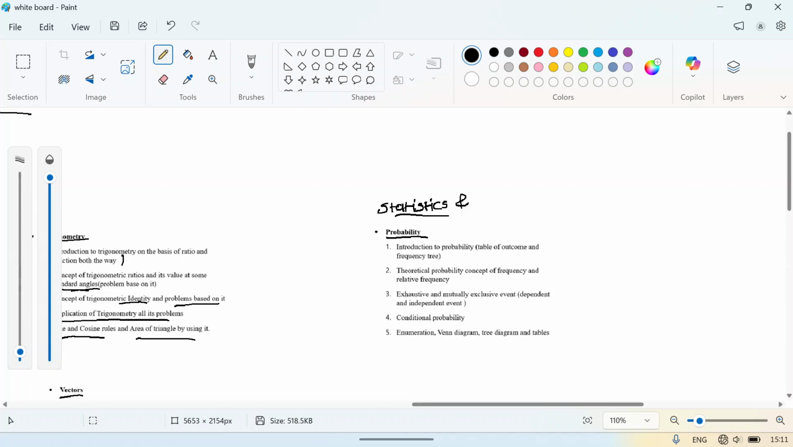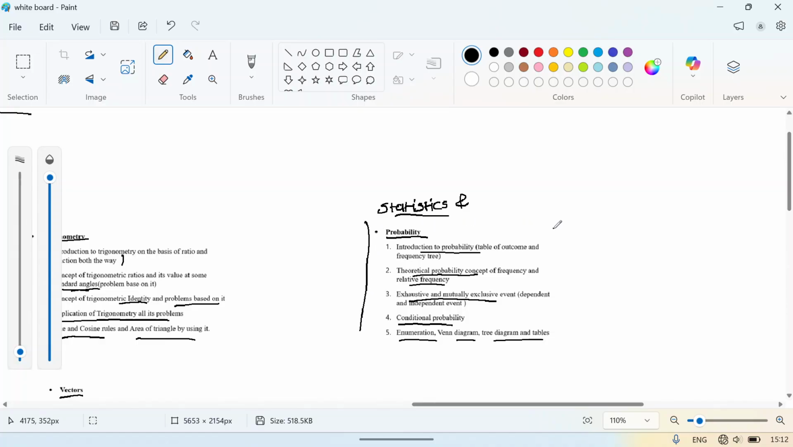And also we learn some basic concepts of probability, introduction to probability, what it basically means, then theoretical probability, concept of frequency and relative frequency, then exhaustive and mutually exclusive events. What are exclusive and mutually exclusive events, and exhaustive events? Then we learn about the conditions of probability. What are the basic conditions of probability? And in the last session, we learn about enumeration, Venn diagram, tree diagram and the probability table.